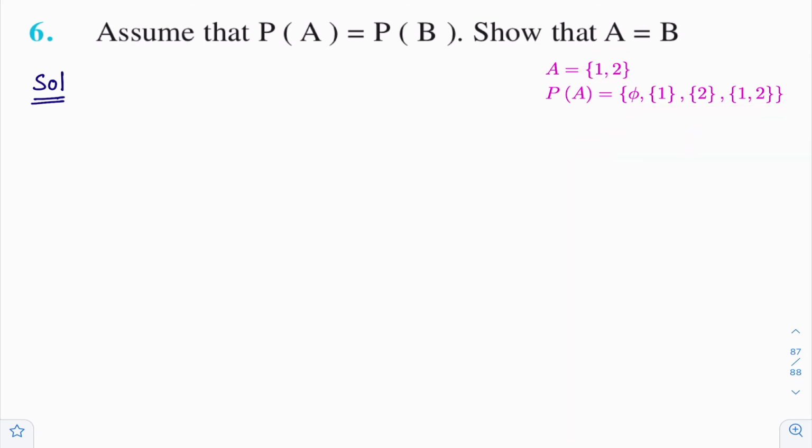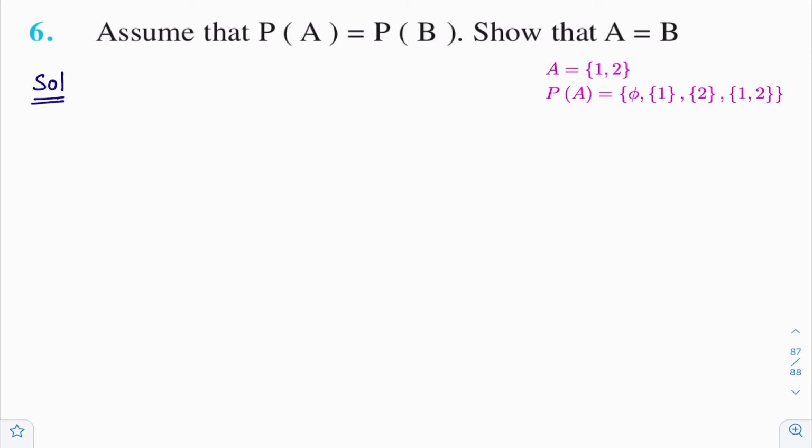Here you need to understand one point. If 1 belongs to set A, then definitely the singleton set {1} belongs to P of A. I hope you understand this. If 1 is there in set A, then definitely the singleton set {1} belongs to P of A. Clear or not? Look here. Does 2 belong to set A? Yes. If 2 belongs to set A, then the singleton set {2} belongs to P of A. Without any doubt, you can observe here, singleton set {2} belongs to P of A.